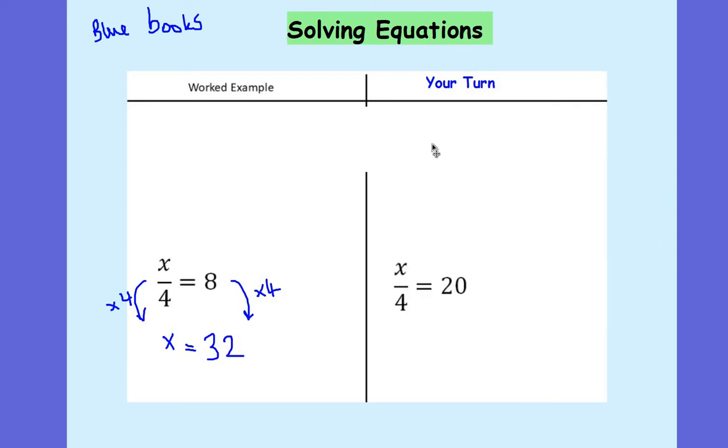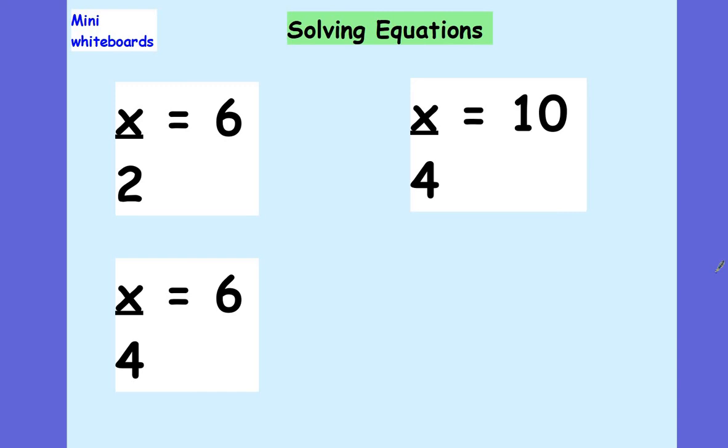Have a go at this one now for me. Okay, Ludo, what do I get as my value of x this time? I'm multiplying both sides by 4. Fantastic. I get 80. Thanks, Ludo. Okay, pause the video now, and in your light blue books, can you have a go at these three questions for me?